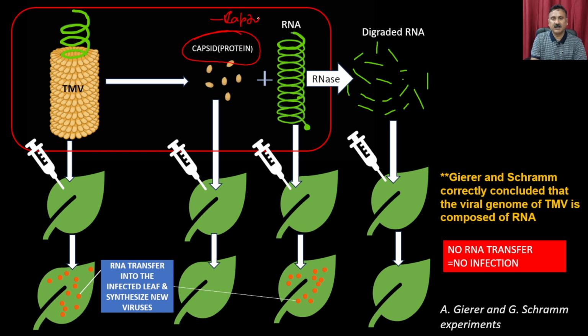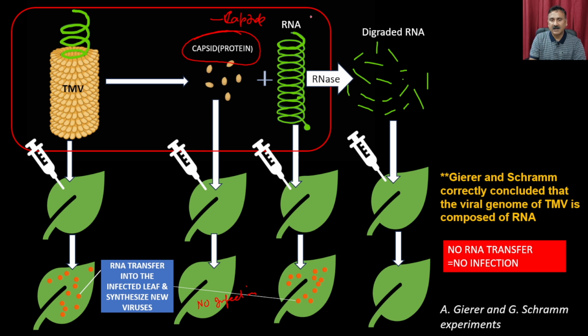So still it is having the RNA, right? If they fractionate it into a capsid and the RNA, and take the capsid protein and infect the leaves with it, there is no infection. So there is no infection, right? No infection.